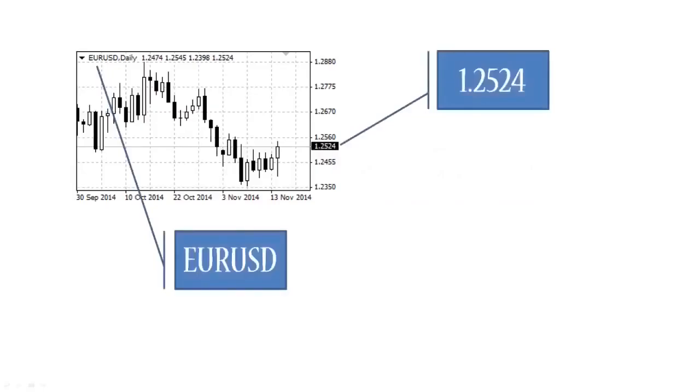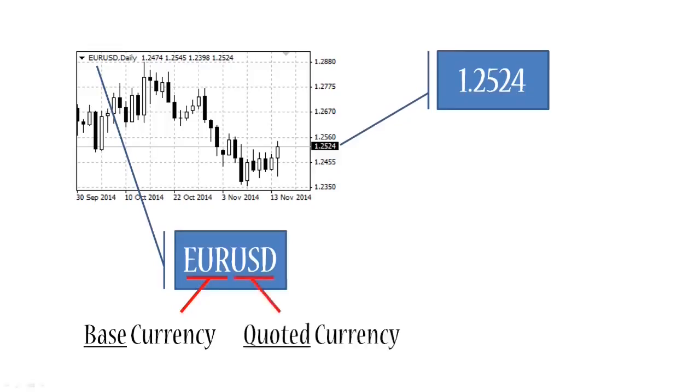So this is the euro-dollar daily chart. And you can see that the current price for the euro-dollar is 1.2524. So what does that mean, and how do we understand that? Well, let's look at the currency pair at the bottom. The currency on the left of the pair is called the base currency. In this case, it's the euro. And the currency on the right is called the quoted currency. In this case, it's the US dollar. You may see this price of 1.2524 for the US dollar currency pair written the following way.